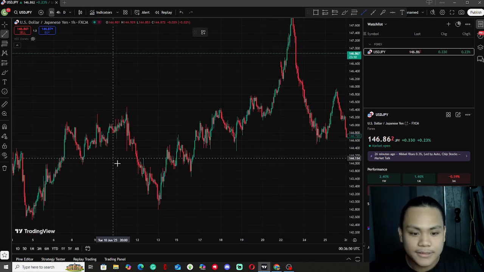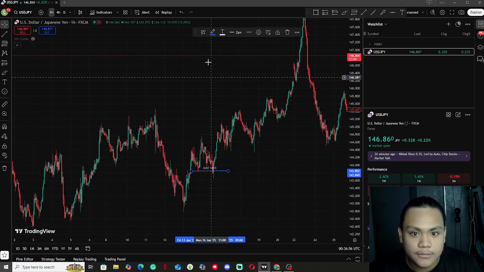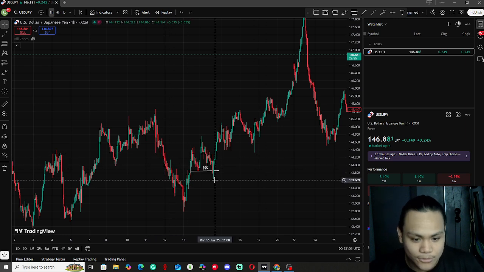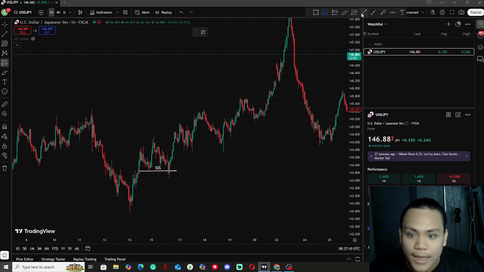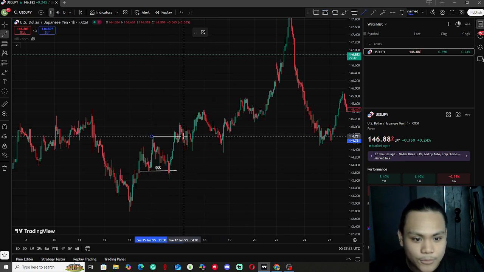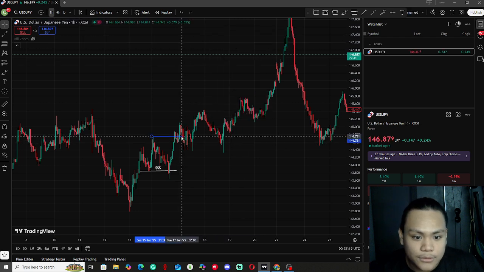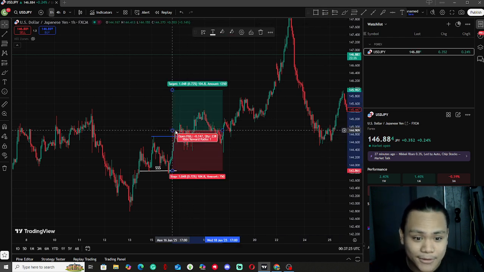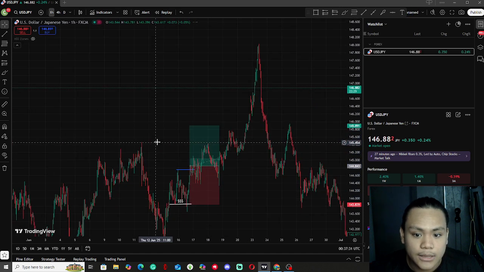We see that there's a liquidity sweep right here, right? I saw it. Let's color this white. That's a liquidity sweep. Once I saw that liquidity sweep and a break of structure right here, boom, a break of structure. Let's color this blue. Once I saw the liquidity sweep and break of structure, or BOS, then I took a buy right over here. Then around 100 pips, and boom, it went up.